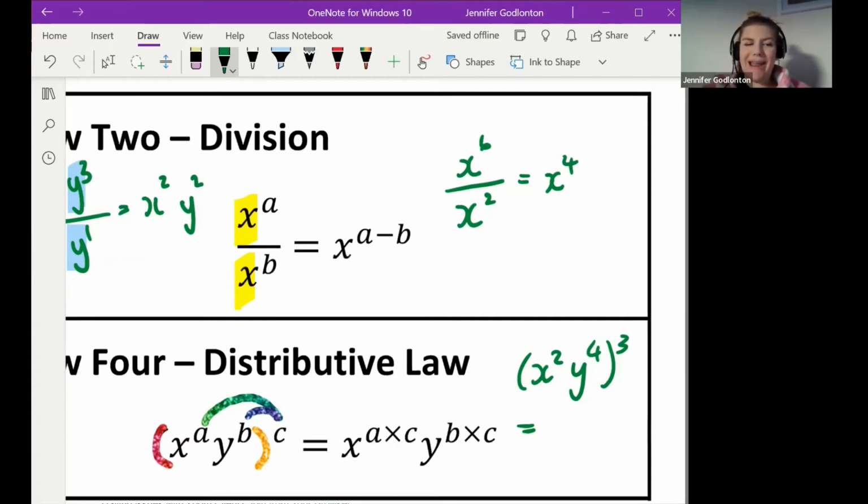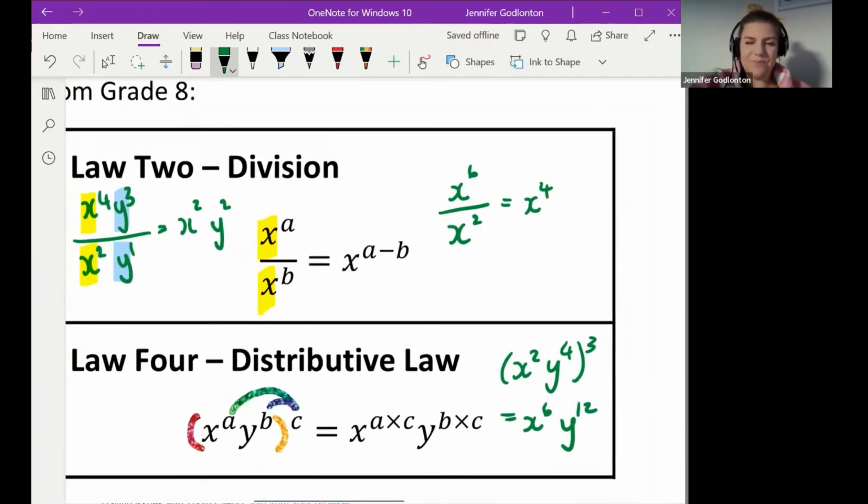Here we go. X to the power of 6, y to the power of 12. Cool. Okay, so that's our distributive law.